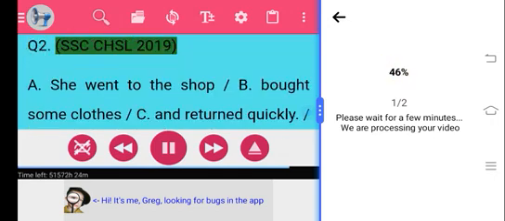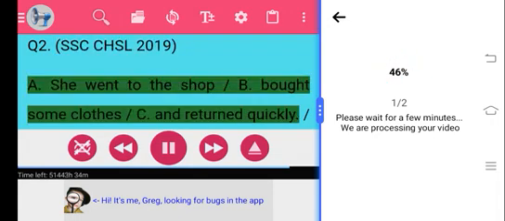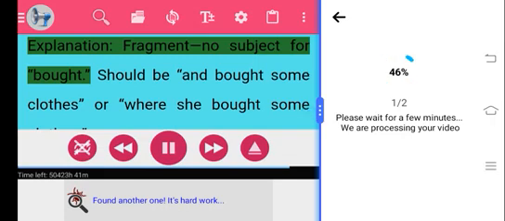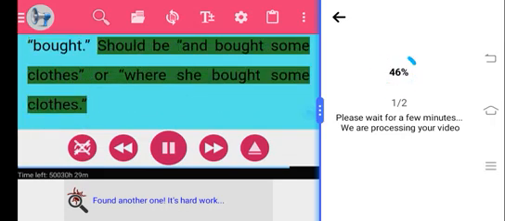Q2. SSC CHSL 2019. A. She went to the shop. B. Bought some clothes. C. And returned quickly. D. No error. Answer: B, bought some clothes. Explanation: Fragment, no subject for "bought." Should be "and bought some clothes," or "where she bought some clothes."